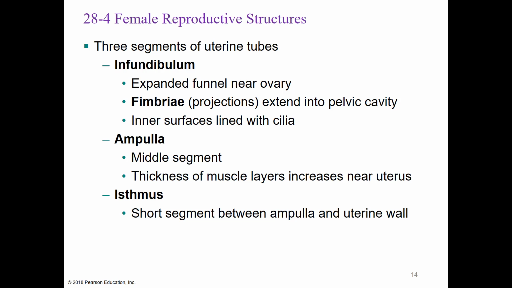And the inner surface of this part of the fallopian tube is lined with cilia, which, remember, are the little hairs that are going to sweep fluids across the cell surface. The ampulla is the middle segment. And here we've got some thicker muscle layers. And the isthmus is the short segment between the ampulla and the uterine wall.